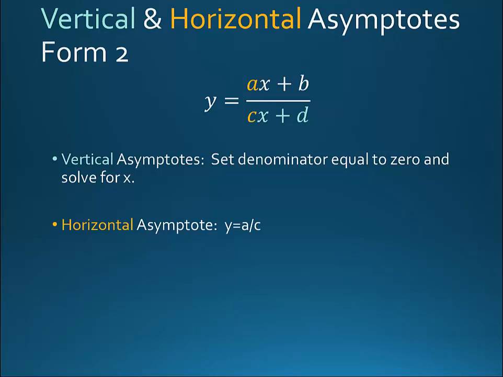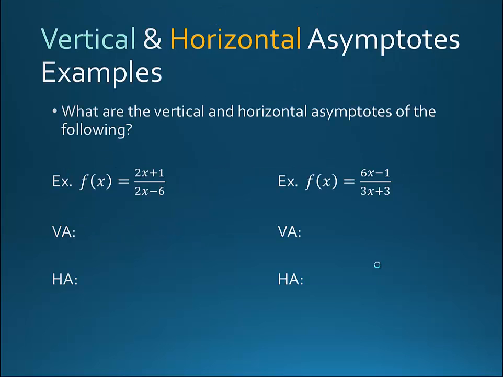Now your vertical and horizontal asymptotes for form 2. For your vertical asymptotes, again, set your denominator equal to 0 and solve for x. Then your horizontal asymptote would be y equals a divided by c. Now, here are some examples.